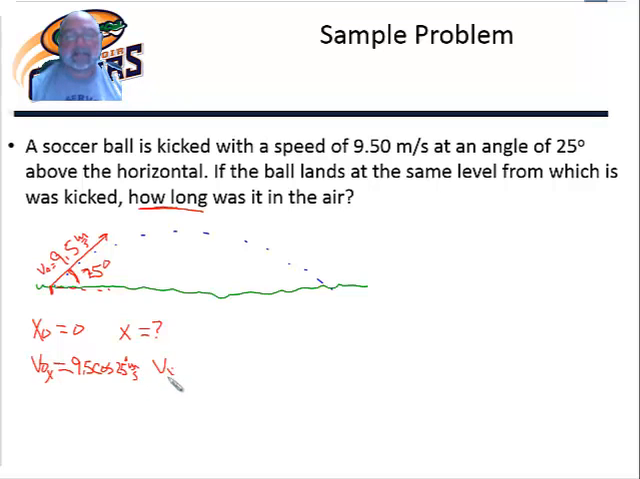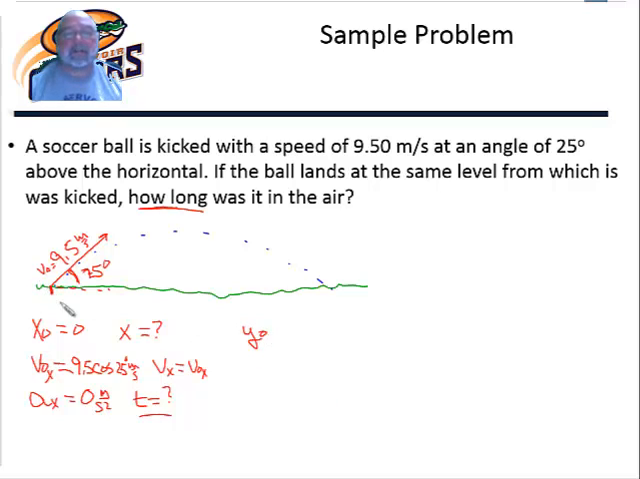And the final velocity in the x direction is equal to the initial velocity in the x direction. There's nothing to accelerate it in the x direction. So we're going to note that the acceleration in the x direction is 0 meters per second squared. And the time, we're looking for the time. Don't have enough information in the x direction to find the time, so we'll have to look at the y direction.